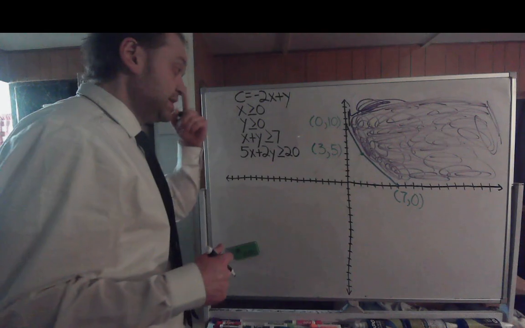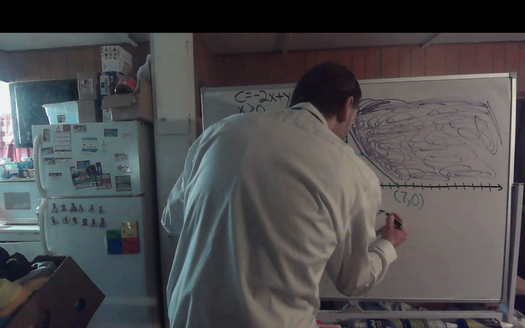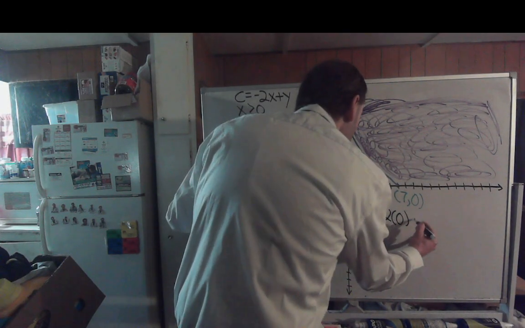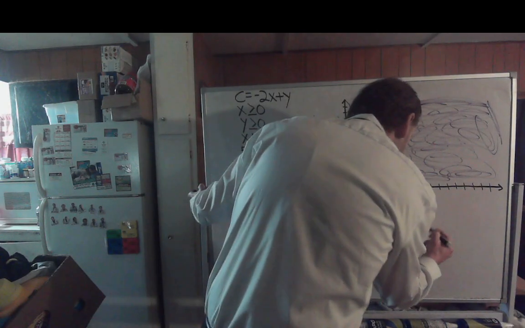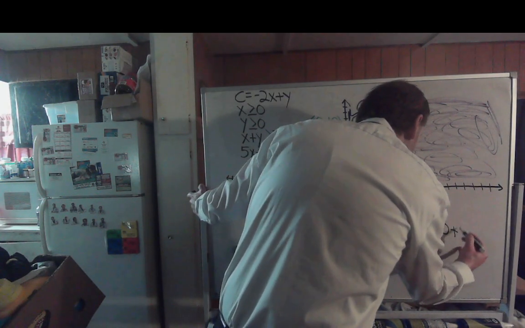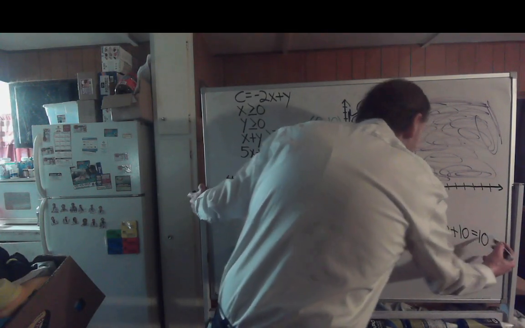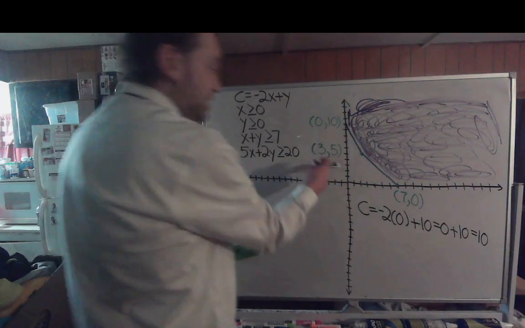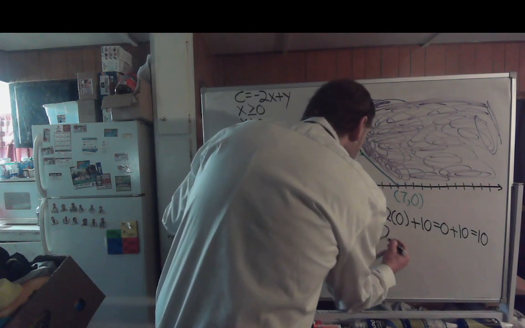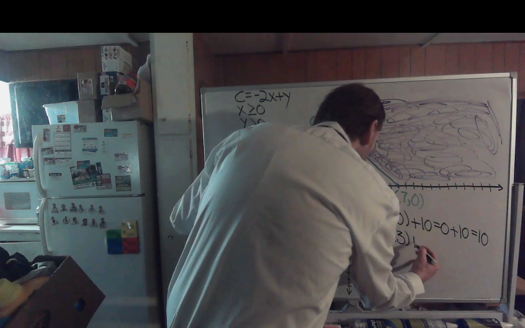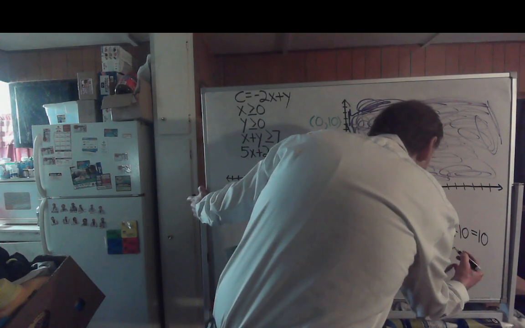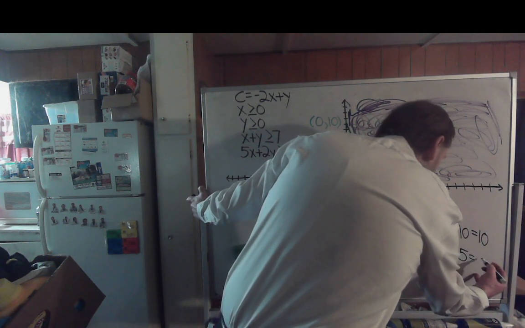Why don't we put in these 3 vertices here? So into your objective function, take c is equal to negative 2 times your x value of 0 plus your y value of 10, which would give you 0 plus 10, which would just give you 10. Now put in your vertex 3, 5. So c equals negative 2 times your x coordinate of 3 plus your y coordinate of 5, which would end up giving you negative 6 plus 5, which would end up equaling negative 1.